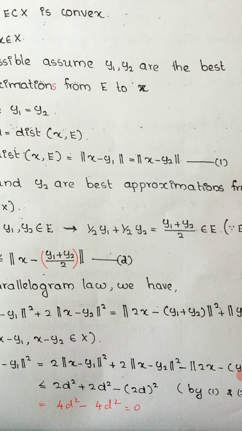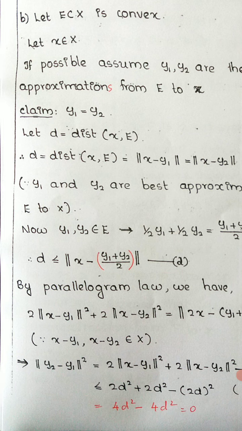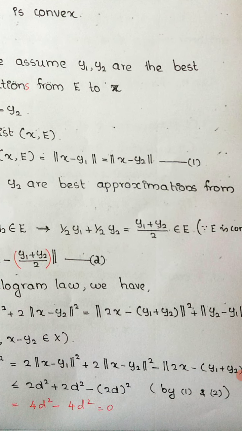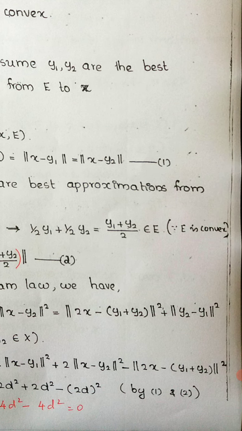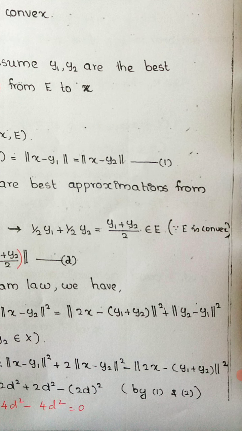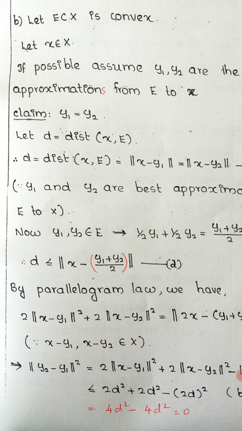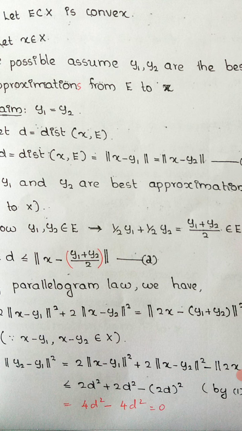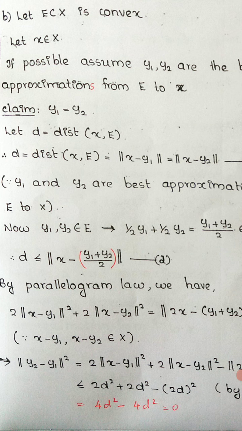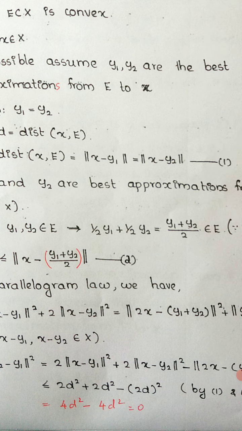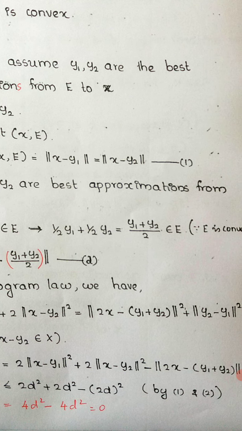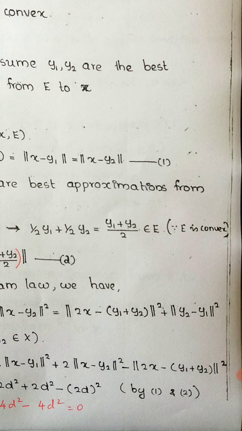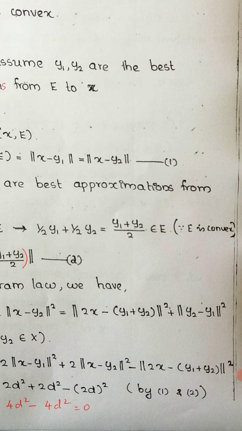By using the parallelogram law, we have 2 times norm of x minus y1 square plus 2 times norm of x minus y2 square is equal to norm of 2x minus y1 plus y2 square plus norm of y2 minus y1 square. Because x minus y1 is an element of X, and x minus y2 is again an element of X, and we are using the parallelogram law. So ultimately we get norm of y2 minus y1 square is equal to 2 times norm of x minus y1 square plus 2 times norm of x minus y2 square minus norm of 2x minus y1 plus y2 square.